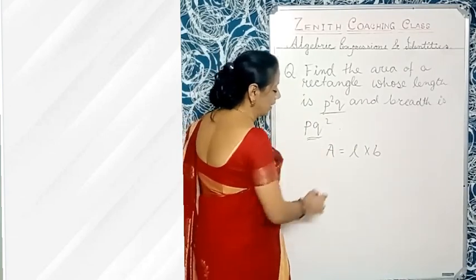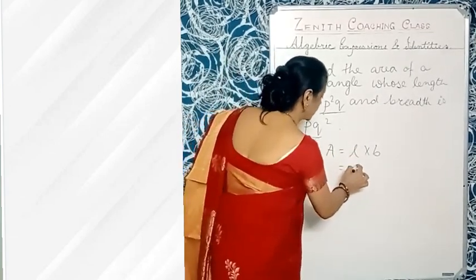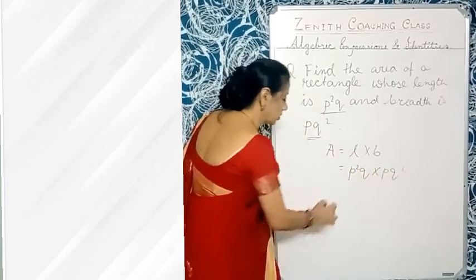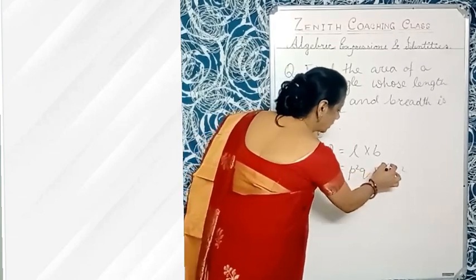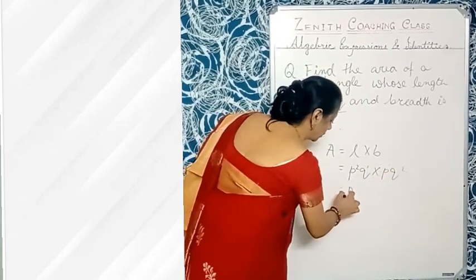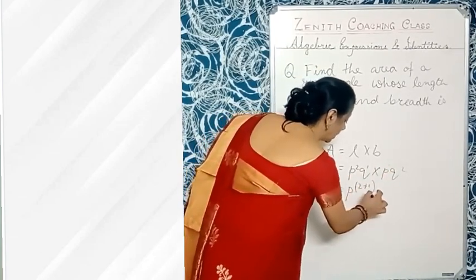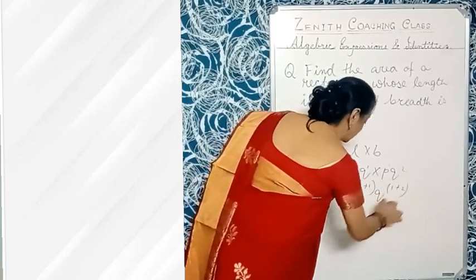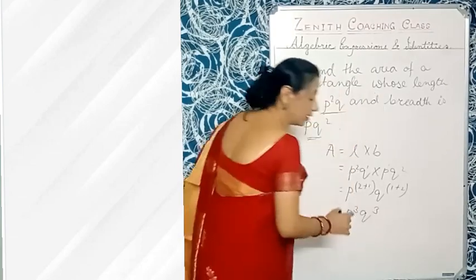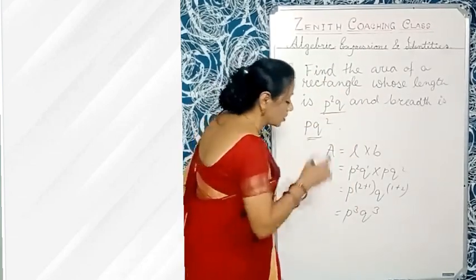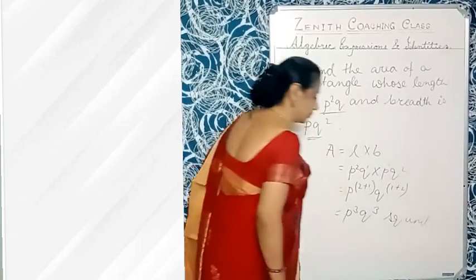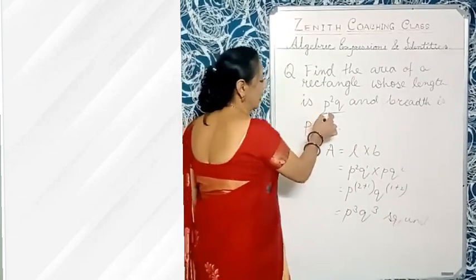So area of the rectangle equals length into breadth equals p square q multiplied by pq square. Okay, so here is p to the power 2, here is p to the power 1, and here is q to the power 1, here is q to the power 2. So p to the power 2 plus 1, q to the power 1 plus 2, that is p to the power 3, q to the power 3. But I asked you about area, so you have to write square unit. Okay, square unit. Understood? Then I told you the length, I told you the breadth.